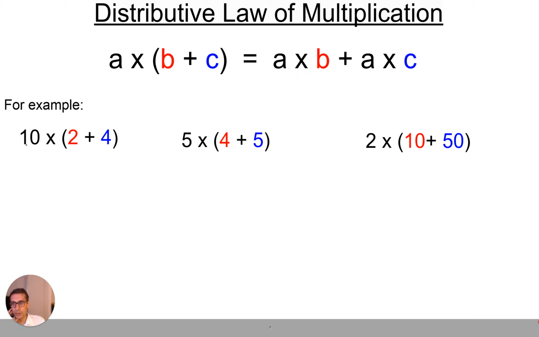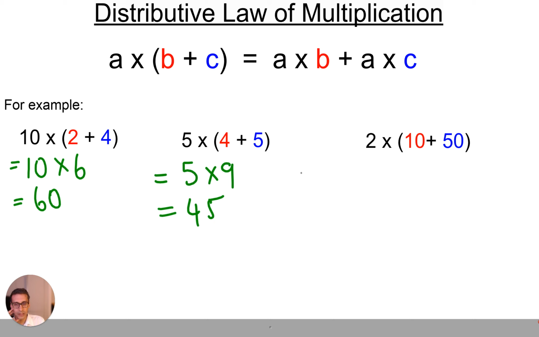So let's try this example. 10 lots of 2 plus 4. Now we can do this in 2 ways. We could do the brackets first, or we could do 10 times 2 and 10 times 4. We're going to do the brackets first in this case. So this becomes 10 times 2 plus 4 is 6, which is 60. This becomes 5 times 4 plus 5 is 9, so that's going to be 45. And then 2 times 10 plus 5, which is 2 times 60, which is 120.